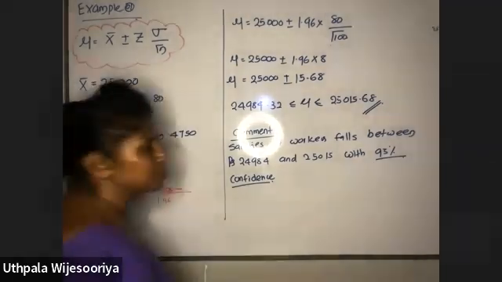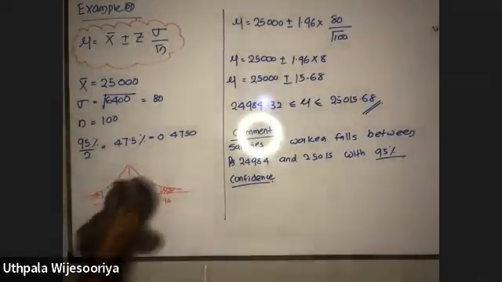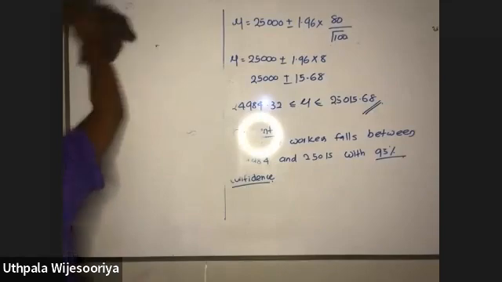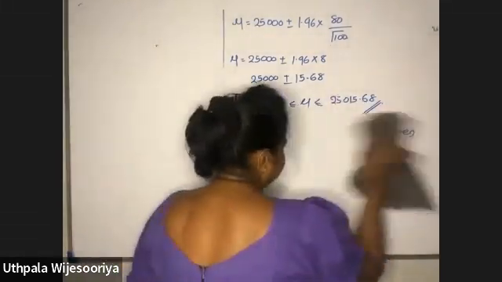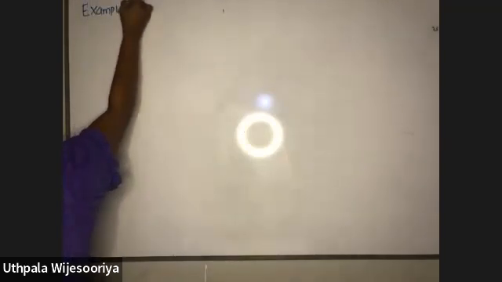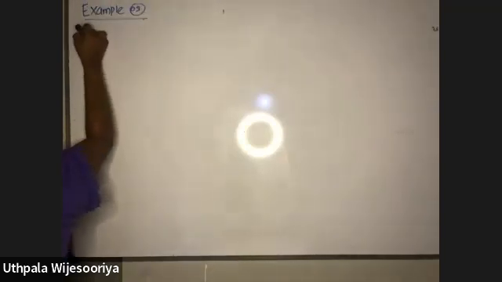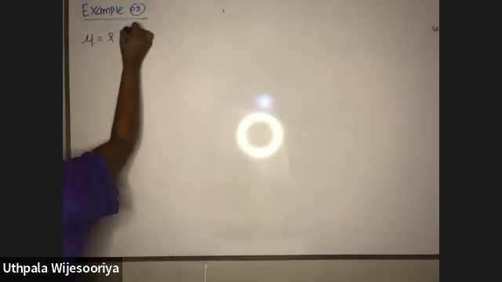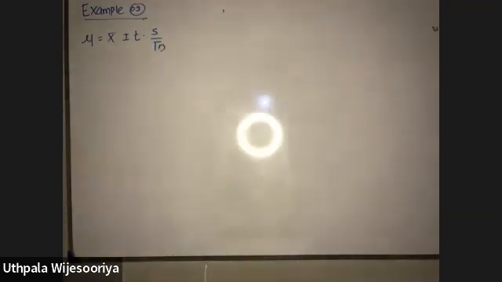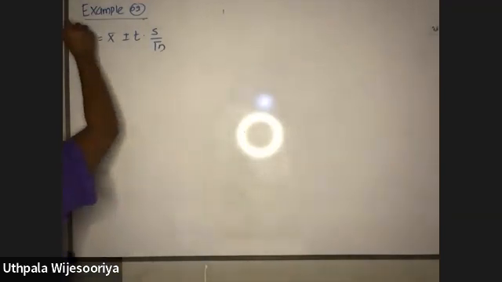So be careful about small samples. Example 2. The formula is mu equals x bar plus or minus t times s over root n. Now this is a T distribution: a small sample from a normal population with unknown variance.